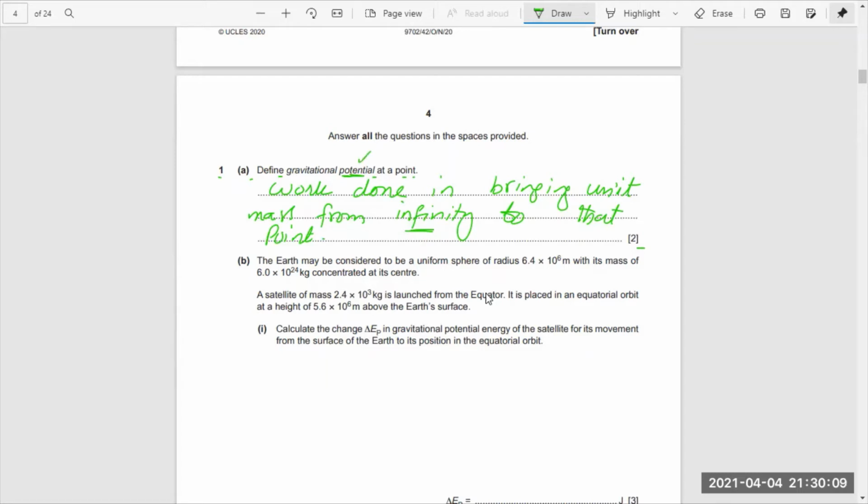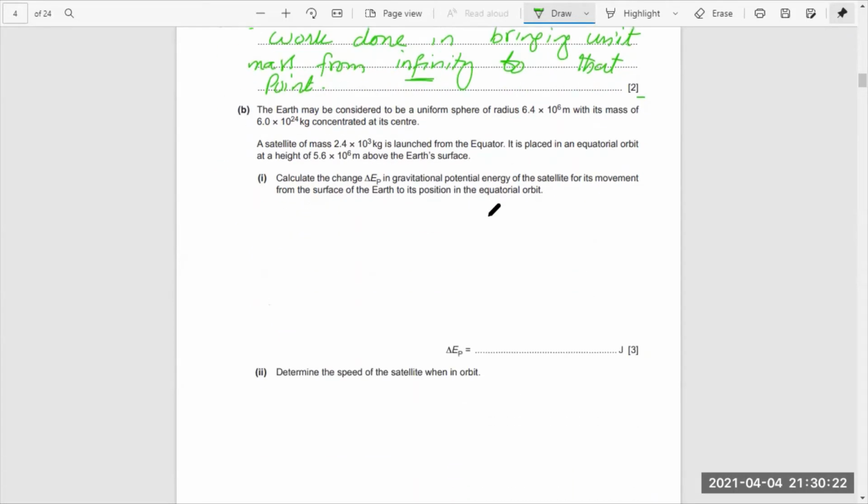And in the case of the potential, not the gravitational potential, if it would be electrical potential, the same definition would be work done in bringing a unit charge from infinity to that point. Let's move to the next part.